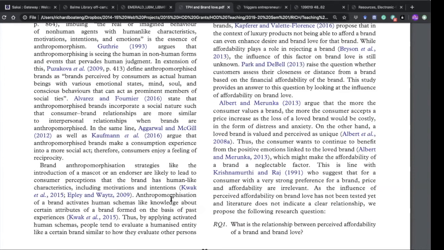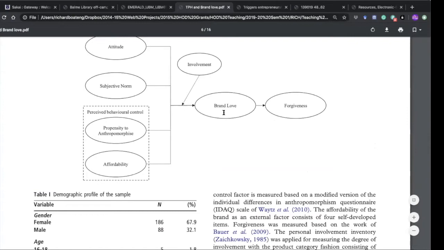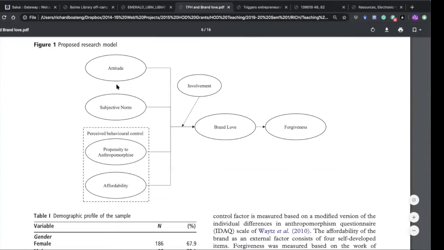Okay. So when he did that, he says that these two will also lead to brand love, and then they lead to forgiveness. But he says the level of involvement with the brand can moderate the relationship between the predictive variables and this particular one. So in quantitative studies, these three here are your independent variables, and this one is your outcome. But if you realize, forgiveness is the dependent variable, and this one is called a mediator because it sits in between your dependent and independent variables. So brand love is a mediator here.